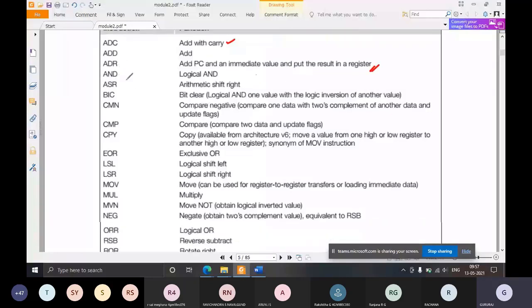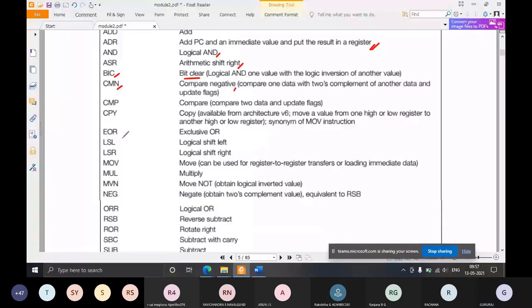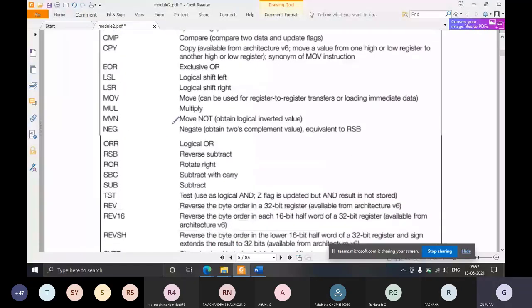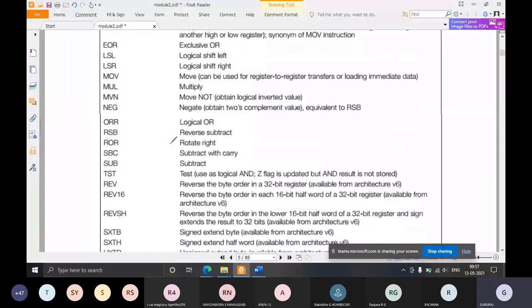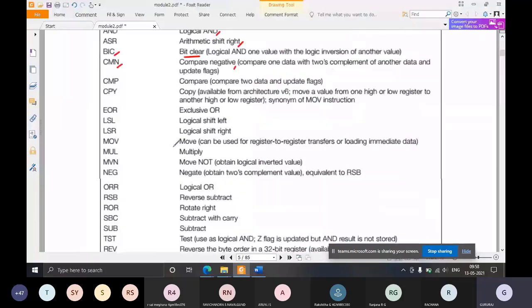Next is AND, logical AND. Next is ASR, arithmetic shift right, so shift right, shift left. Next BIC, bit clear. CMN, compare negative. Like this, you can see EOR, exclusive OR. So there are various instructions. We cannot discuss all, but we will discuss the few very important ones whenever we encounter them. This table just gives a brief about each instruction.